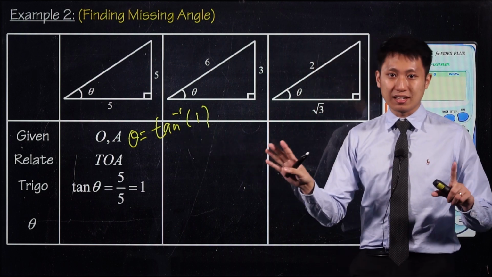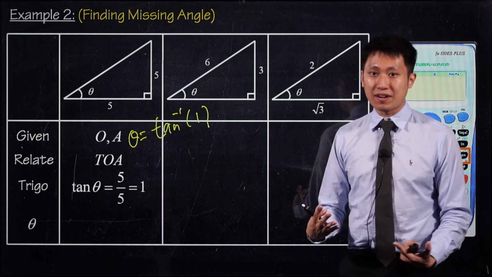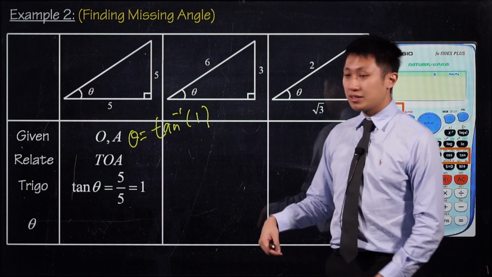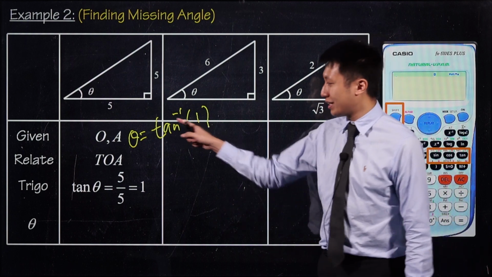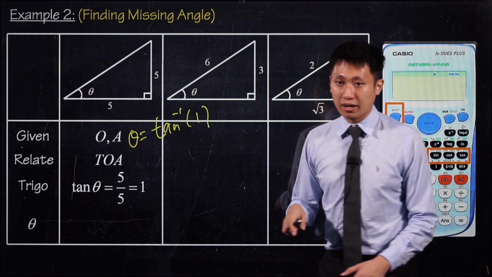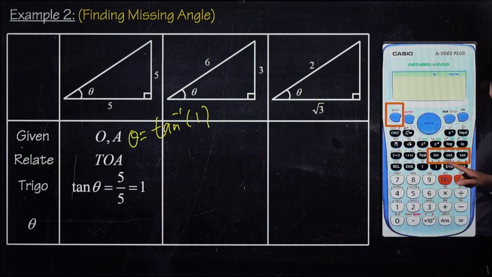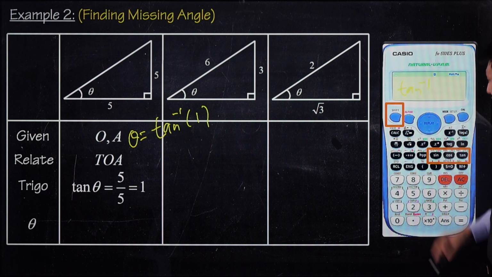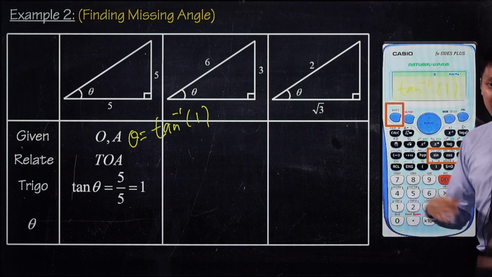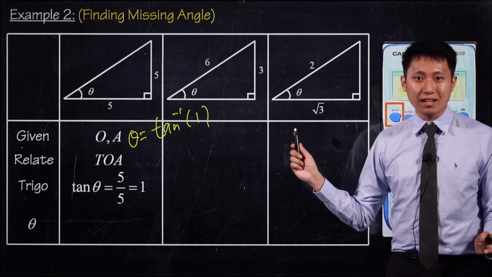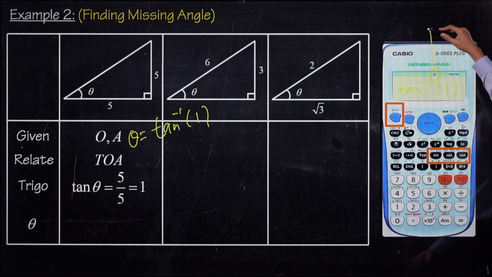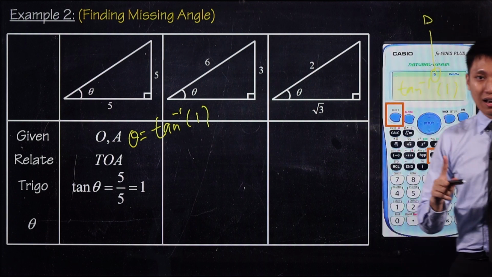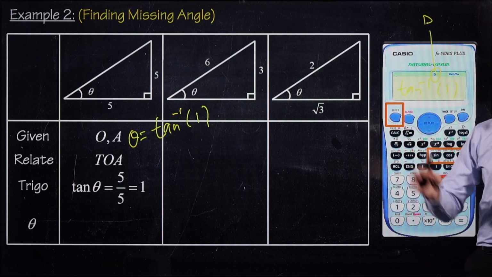You will never learn this inverse function in SPM, but you will use it in SPM. The real meaning you don't have to know, you just need to know it's an inverse function. So how do you do this? You press shift and you press tangent, then it will appear tangent minus 1. Then you put bracket 1, then you get the answer. The answer depends on this one here. If this is D, then you get answer 45.